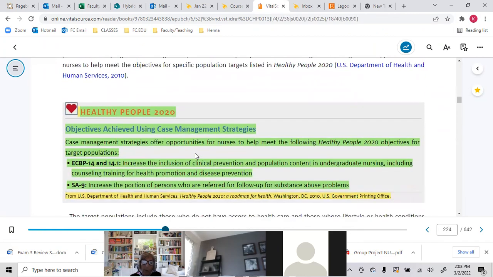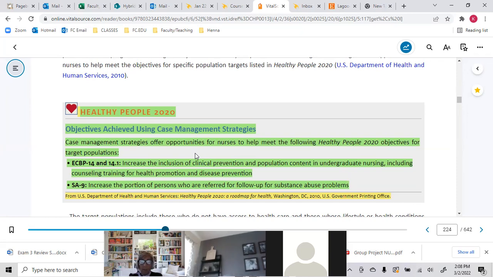Here's our Healthy People 2020 box for case management strategies, page 224. There's 2 of them. If you're asked a question about what the objectives for case management are, these are your only 2 correct answers. There may be other answers that sound great or make sense, but are they Healthy People 2020?